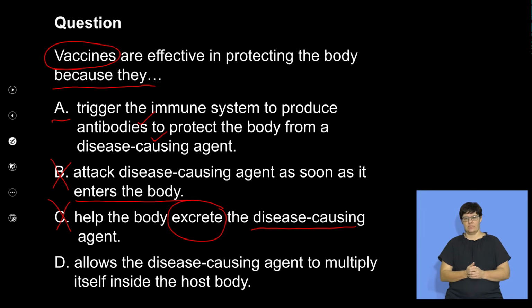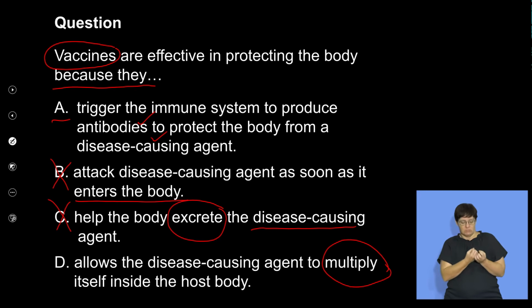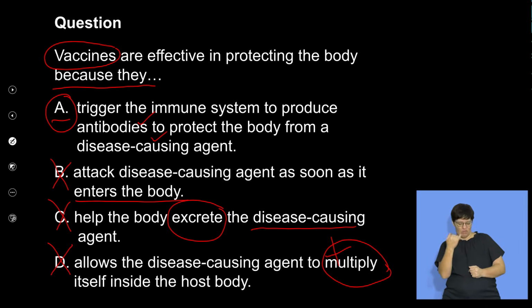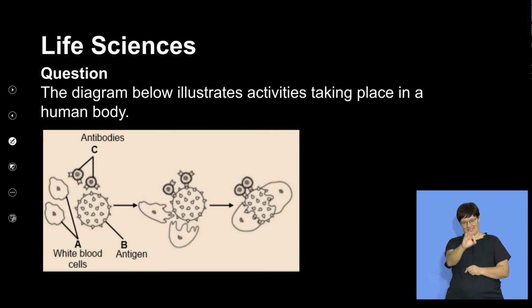The next, number D, allows the disease-causing agents to multiply. Oh, no, no, no, no. That's the last thing we want them to do, is to make more of themselves. So number D is definitely incorrect, which leads us back to our very first answer, A, which we thought was correct. We just double-checked, and our answer then would be A.